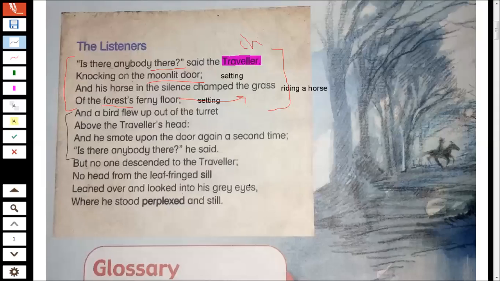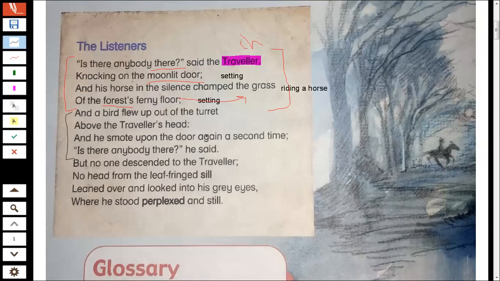Another idea, if birds flew when he knocked, it means that birds were not actually sad or mad or angry of anything except of his knock. They were in peace until he came. So the bird flew up out of the turret above the traveler's head.